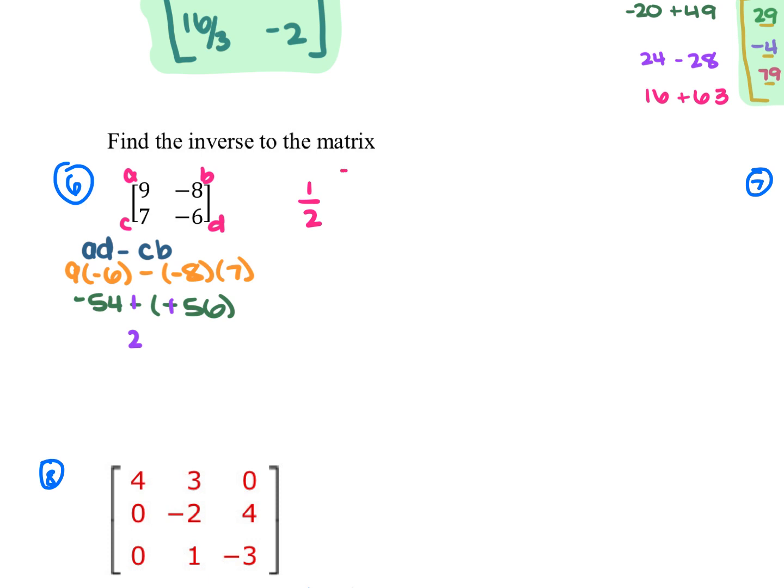You will take that 1/2 and multiply it by changing around that matrix. Your 9 and -6 change spots, and then your 7 and your -8 are going to change signs. So you distribute in that 1/2, and that's going to give you 1/2 times -6, which is -3. 1/2 times 8, which is 4. 1/2 times -7 is -7/2, and 1/2 times 9 is 9/2.